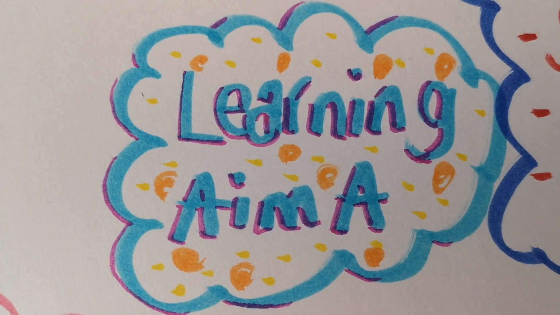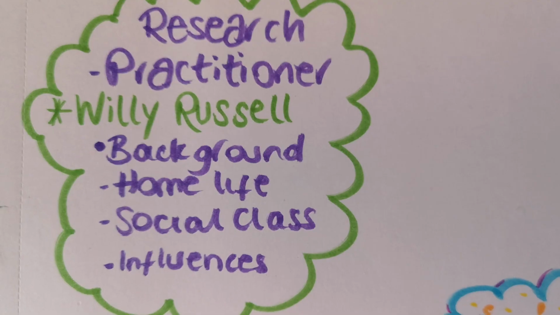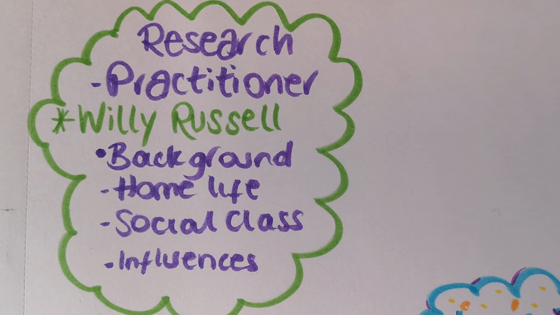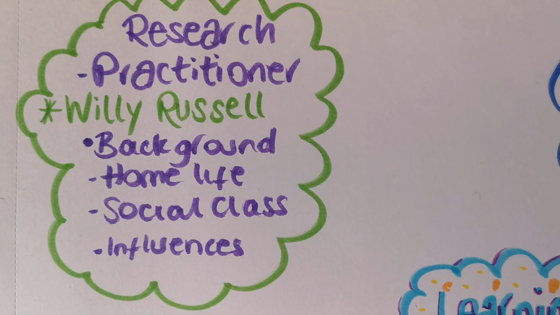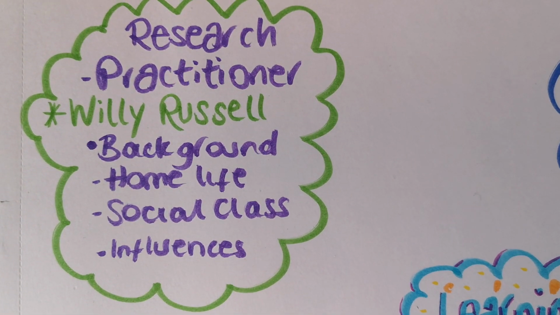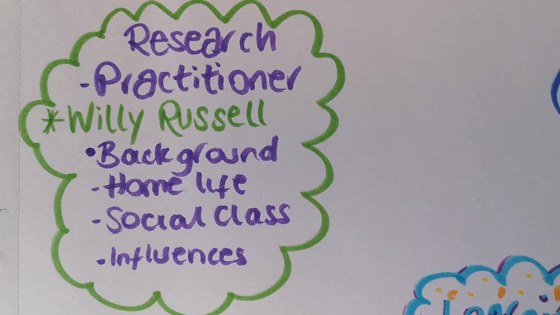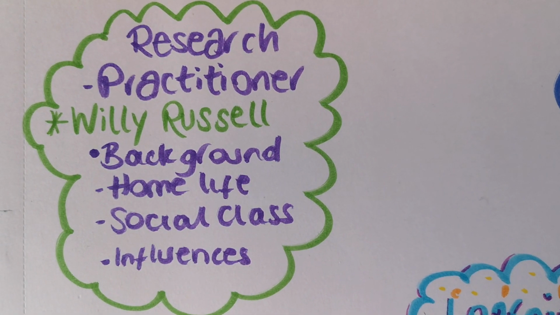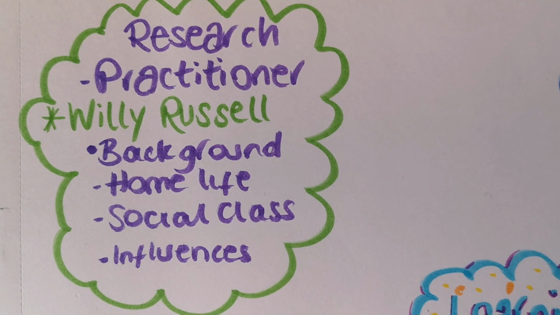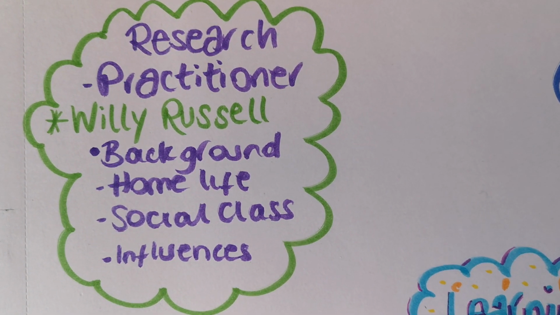So firstly, for learning aim A, we are going to go across to research of the practitioner, who in this case, as I've already said, is Willie Russell. So there will be a link for you to the video that we watched in lesson, which is Willie Russell talking all about his background, his home life, his social class, his influences. You made notes on this for your mind map, so you should remember it, but I will give you the link just to recap yourself.